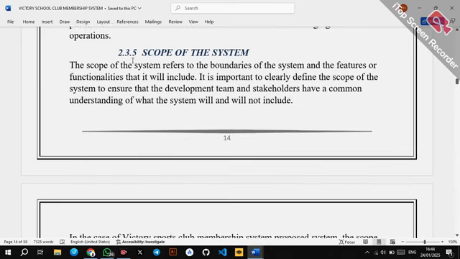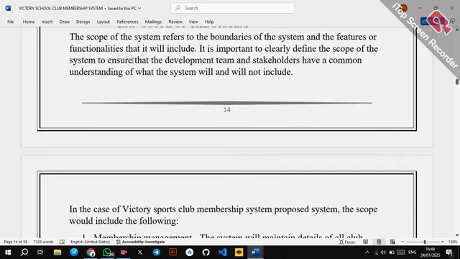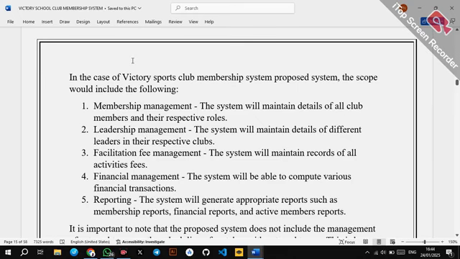Scope of the system. So scope of the system, these are the boundaries of the system and the features that it will include, the boundaries and the features that it will include.